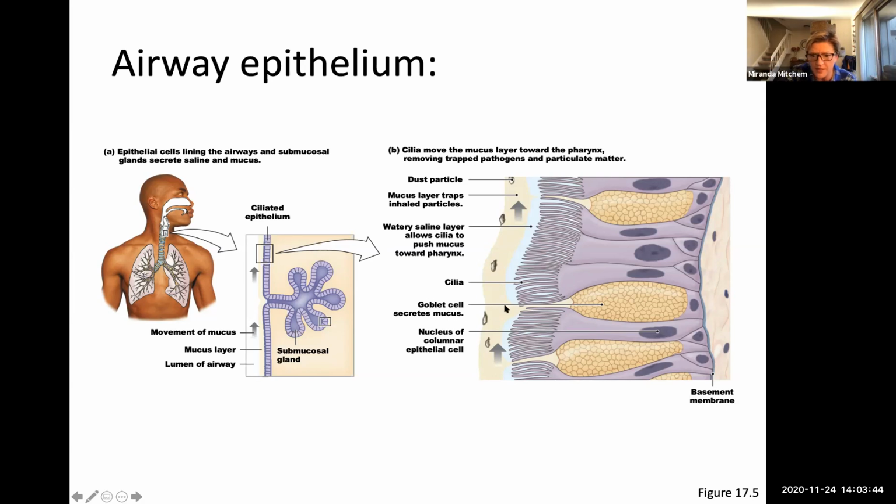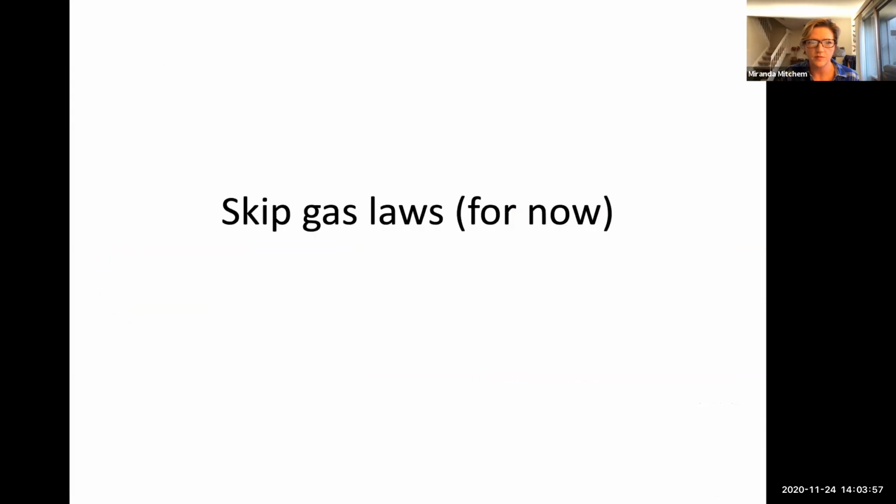The goblet cell here in yellow, these are the type of cells that produce mucus, and they're called that commonly in our body. Goblet cells are mucus producers.